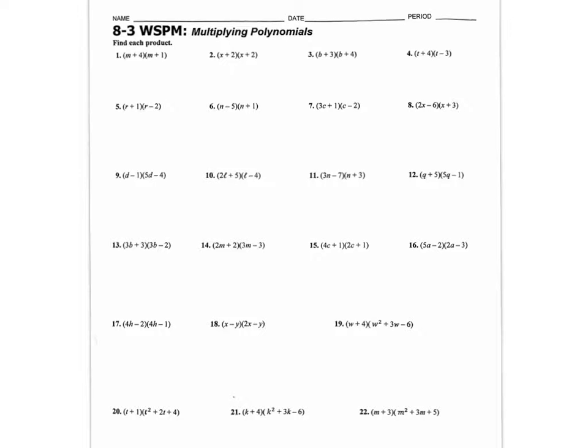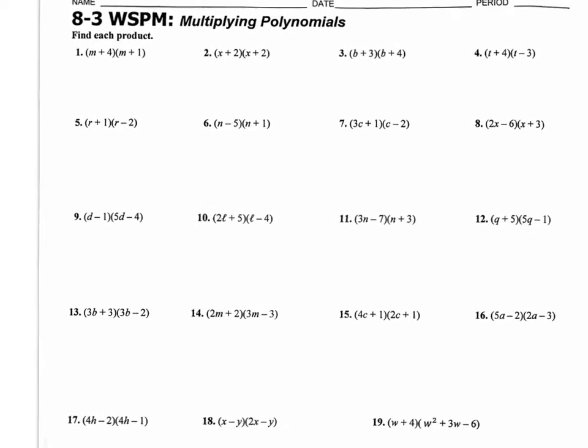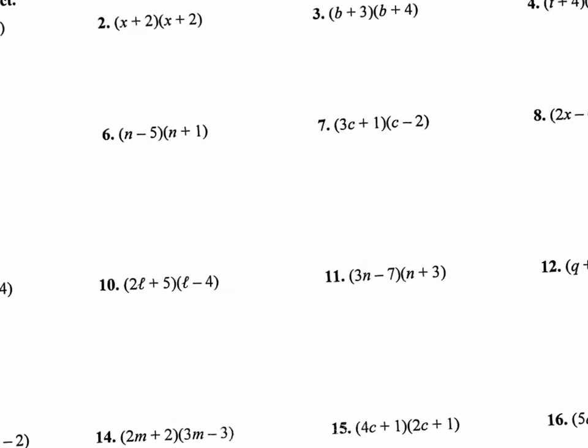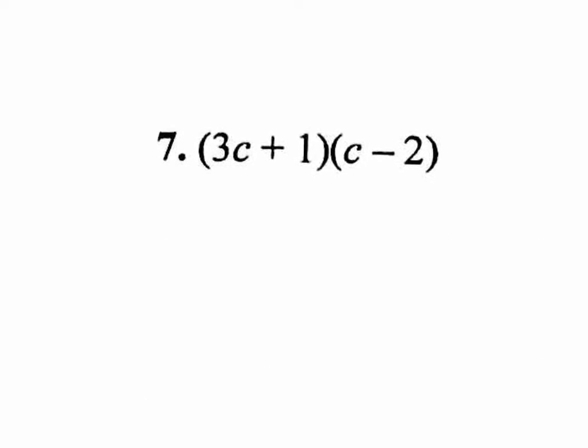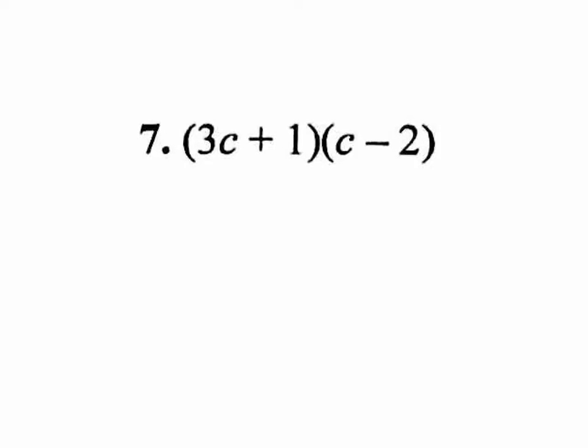I want to do a part two, a video part two on multiplying polynomials. So we should all know that distribution is really easy. All you're doing is ignoring one of your terms and distributing the other one, right? So if you ignore the plus 1 and you distribute 3c times c, you get your first term 3c squared.